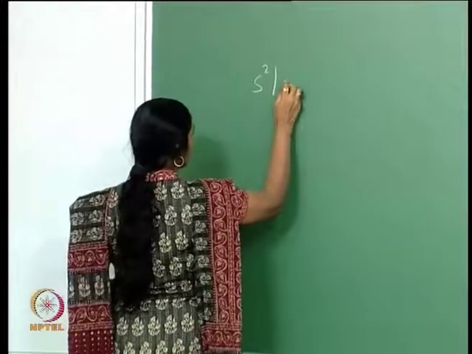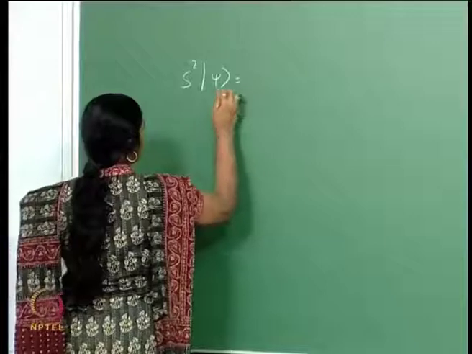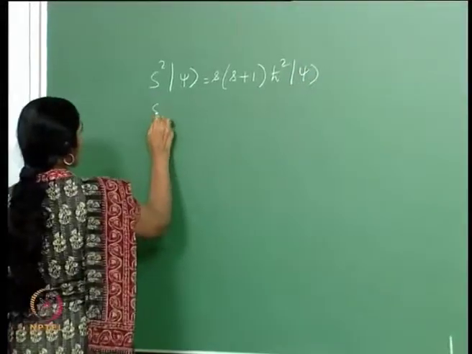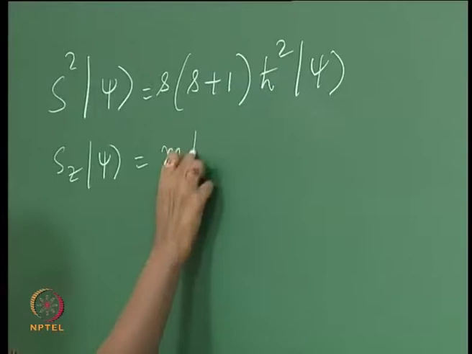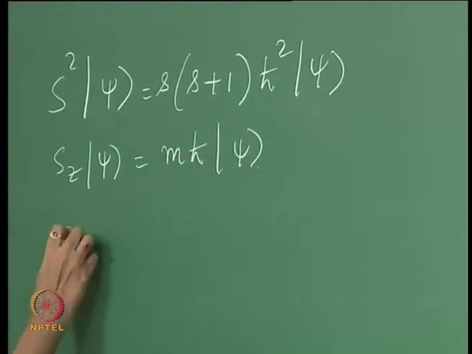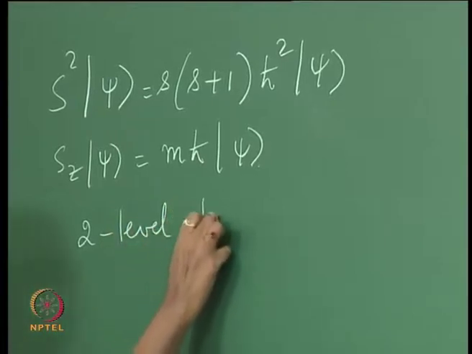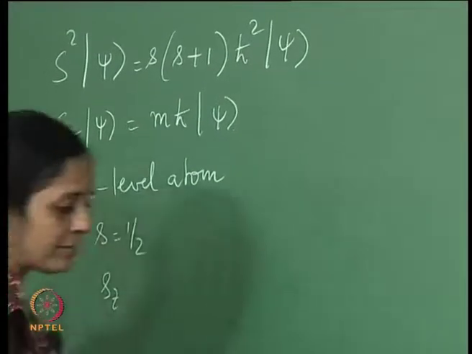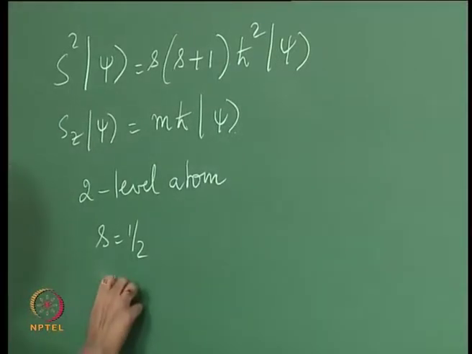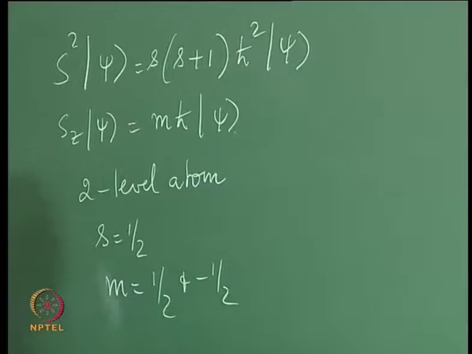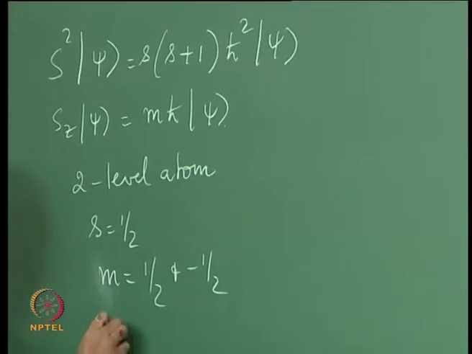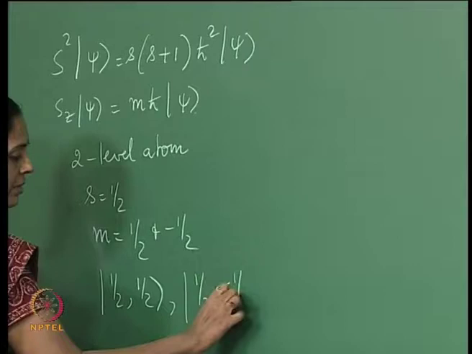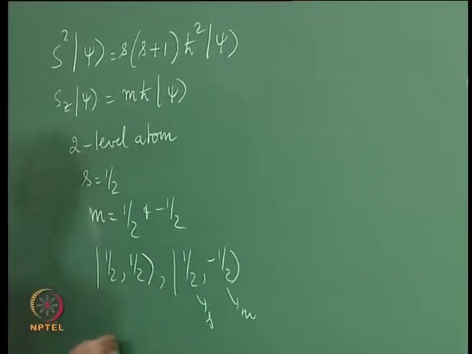this was certainly true that S squared acting on psi was S into S plus 1 h cross squared psi, and Sz on psi was m h cross psi. In the case of the two-level atom, S was half and Sz, m could take values minus half or plus half. And therefore, I defined for you in a previous lecture two basis states labeled by the S and m values, and the states were half half and half minus half.